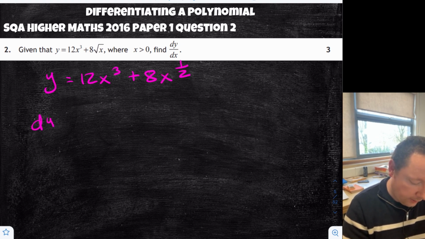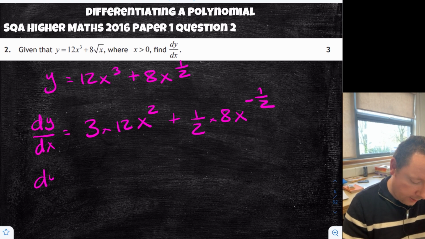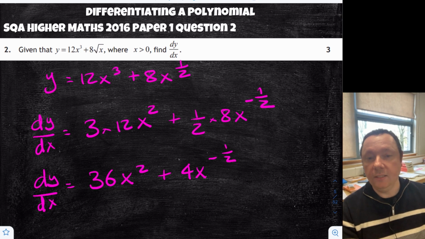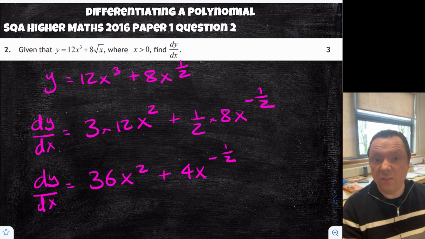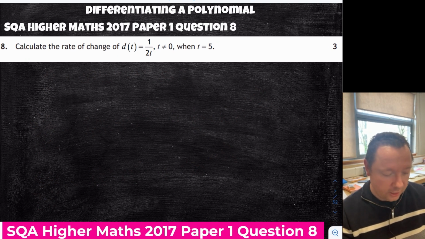So dy by dx, taking the power down to the front, 3 times 12x, take away 1 from the power, squared, plus a half times 8x, take away 1 from the power, minus a half. So dy by dx, 3 times 12 is 36, x squared, a half of 8 is 4, so plus 4x to the minus a half. And there's no reason to make that a positive power because we've just been asked for dy by dx, so we're done there.